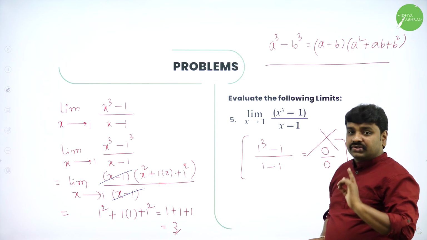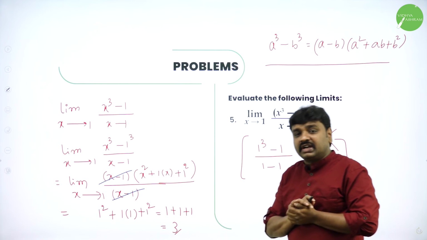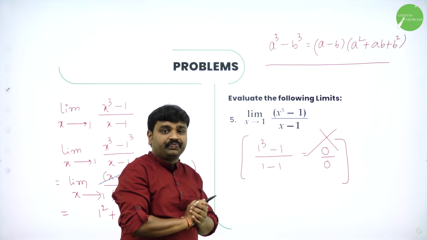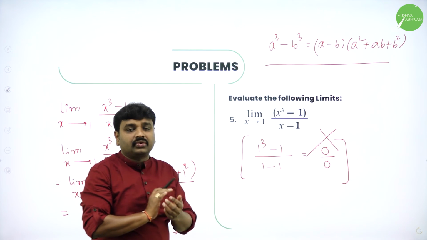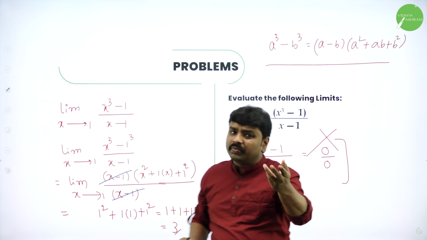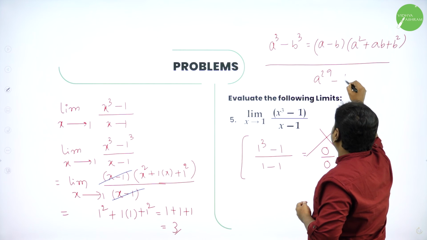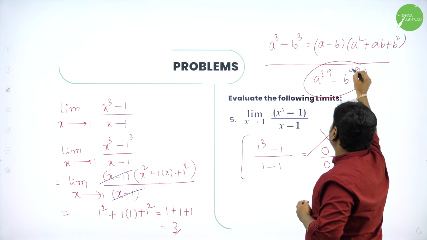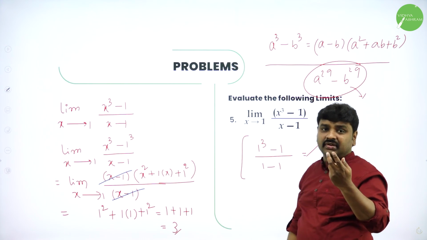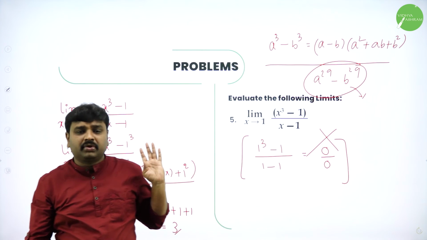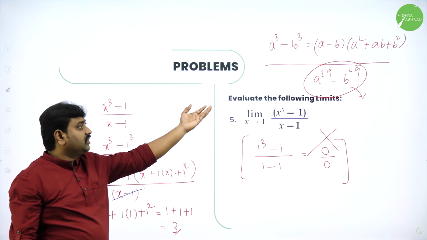But here, earlier we used an identity like a square minus b square. Now I am using a cube minus b cube. So this is the way to solve limits. See, a cube minus b cube we can do. If I give a power 29 minus b power 29, we cannot expand this. We don't have so many identities. We can hardly remember a cube minus b cube, and somehow you can expand a power 4 minus b power 4 also. If it is like this, it is impossible.